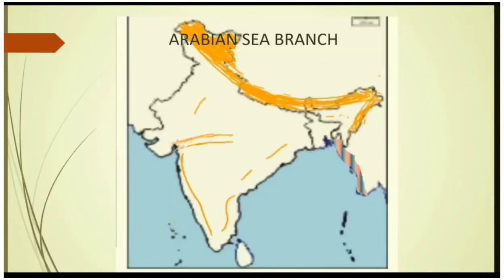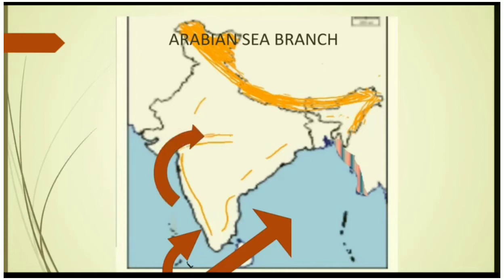Now the Arabian Sea branch, the direction is southwest, and this is the division of the southwest branch moving towards the Bay of Bengal. Now the Arabian Sea branch moves further into the Vindhyas range and Satpura range, in between them, and then towards parallel to the Aravallis.